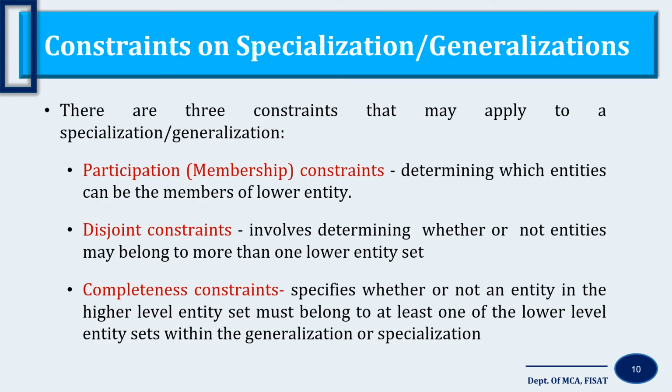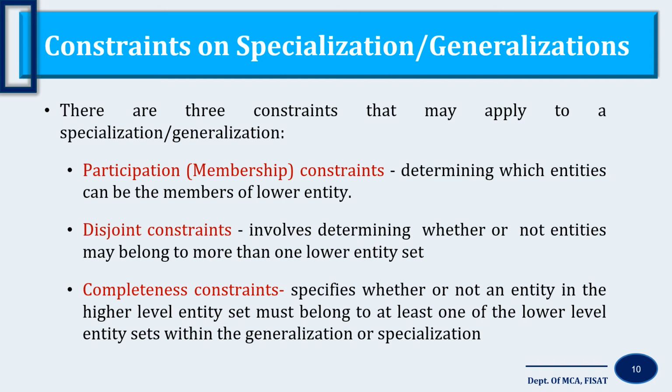Now let us discuss the constraints on specialization or generalization. There are three constraints that may apply to a specialization or generalization. The first one is membership constraint. It determines which entities can be the members of the lower entity. The second one is disjoint constraints. It determines whether or not the entities may belong to more than one lower entity set. And the completeness constraint determines whether we are going to have a total participation or partial participation.